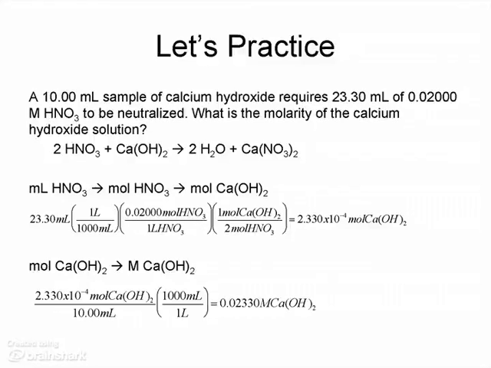Now we can take the moles of calcium hydroxide and convert that to molarity using the volume given in the problem. So we know the moles, we know that we have 10 milliliters of solution, and we know that molarity is given in moles per liter, so we have 2.330 times 10 to the minus 4 moles of calcium hydroxide per 10 milliliters. Then we convert milliliters to liters, and we get 0.02330 molar calcium hydroxide. So that's the concentration of our unknown solution.